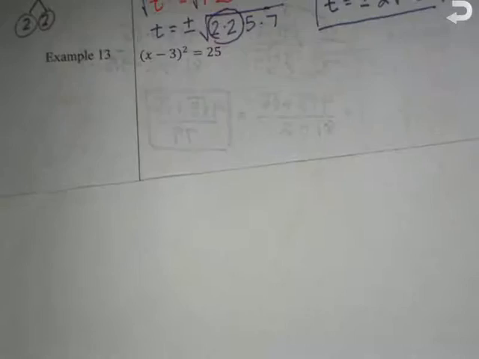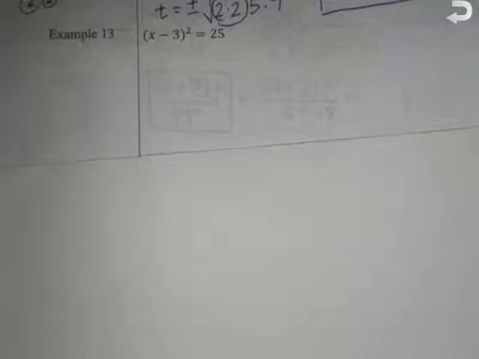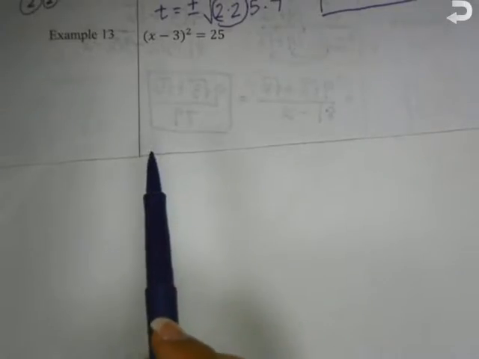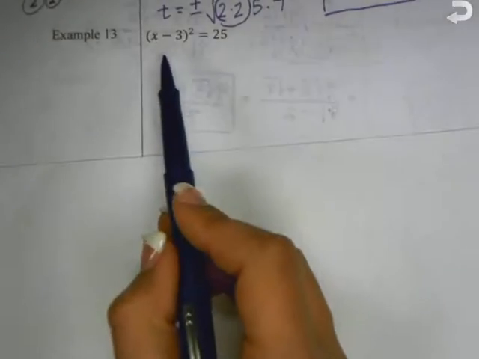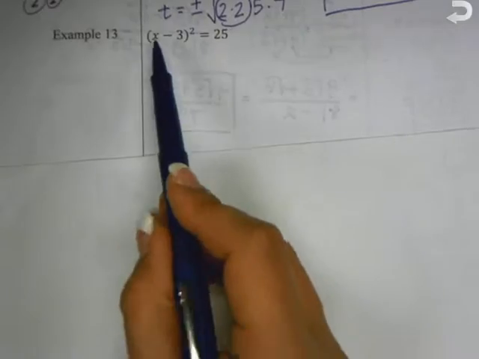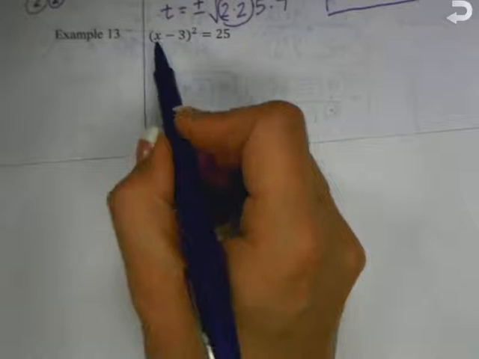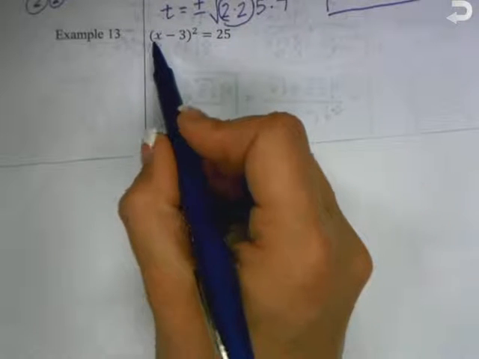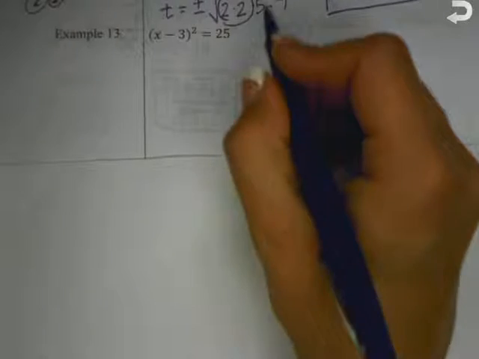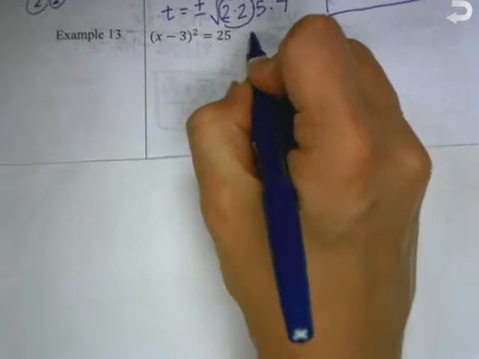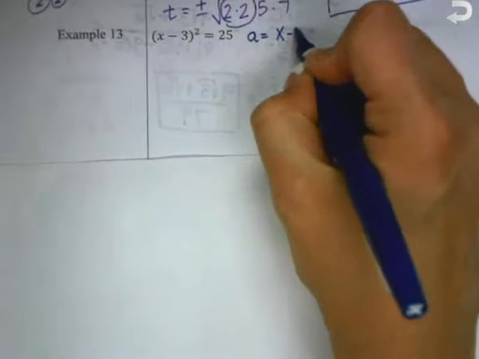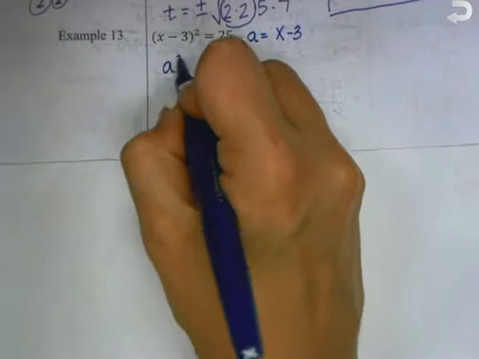Okay, so example 13, we have x minus 3, all of that squared, equals 25. Now, question, our first step was to get the square term by itself. Is the square term by itself here? Yeah, it is. The square term is x minus 3. So what do we have to do? Can you what? Put a to the second. You can substitute, yeah. Why don't we do that? So we can substitute in, just like our quantities, a equals x minus 3. So we could get a squared equals 25.